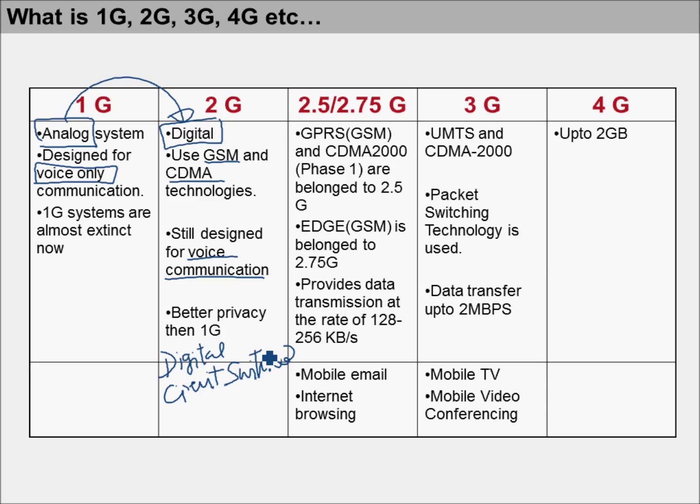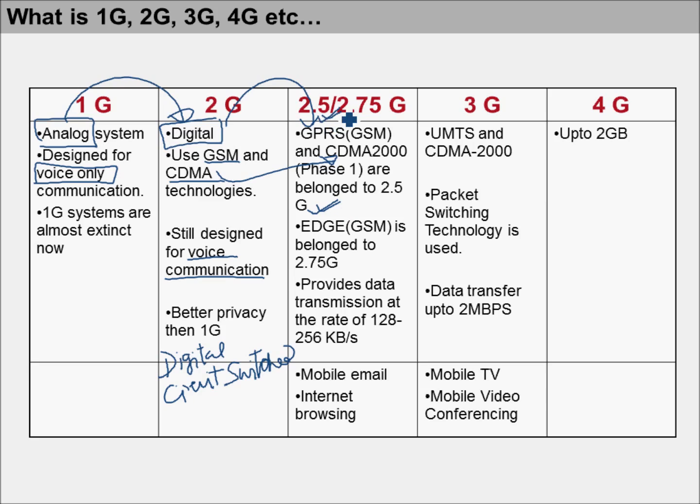Now came the concept of 2.5, 2.75G or something in between 2G and 3G, second generation and third generation. This is a time when GPRS was created. So GPRS was created for GSM. CDMA came up with a technology called CDMA 2000, phase 1. And then also Edge was created for better email and kind of data transfer. So first it was voice, then digital voice, then email system and internet. So GPRS and Edge both brought the technology for internet and email.